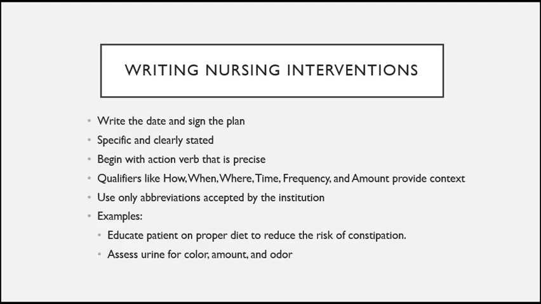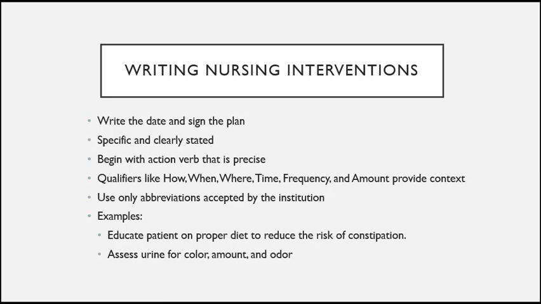You're going to write your nursing interventions by putting your date. You're going to sign them. You want to be very specific with how you state them. There's that action verb. Your qualifiers are going to be things like how, when, where. You don't want to use abbreviations unless they're approved by an institution. The date that the plan is written is essential for evaluation, review, and future planning. And then of course your signature demonstrates your accountability to that plan.